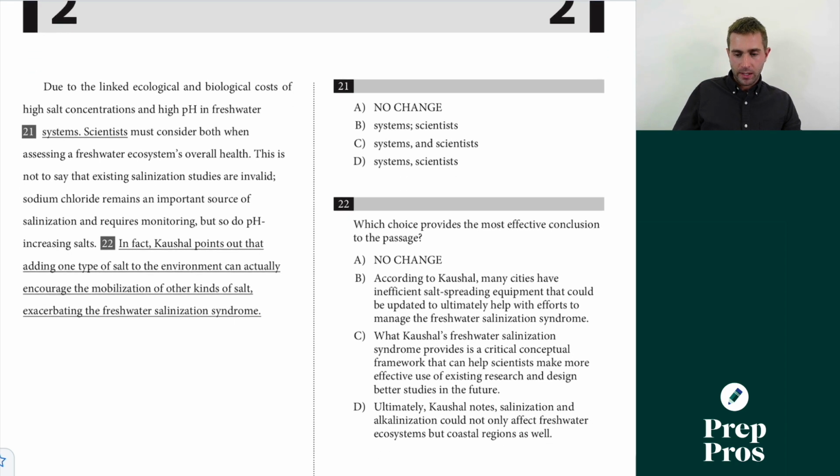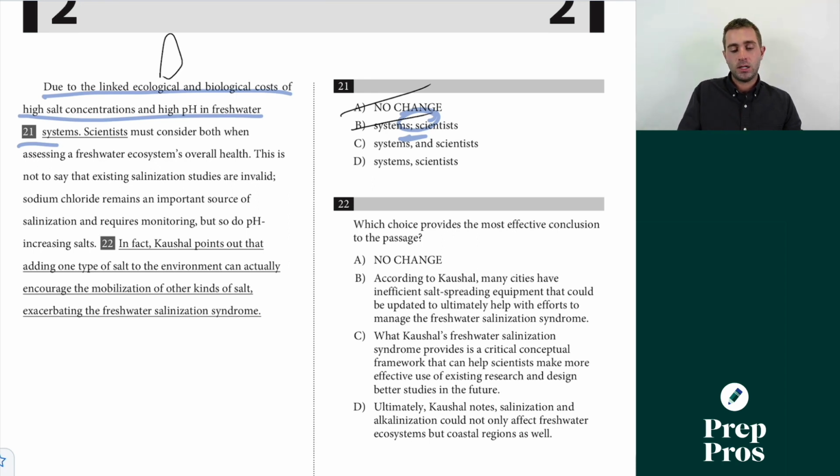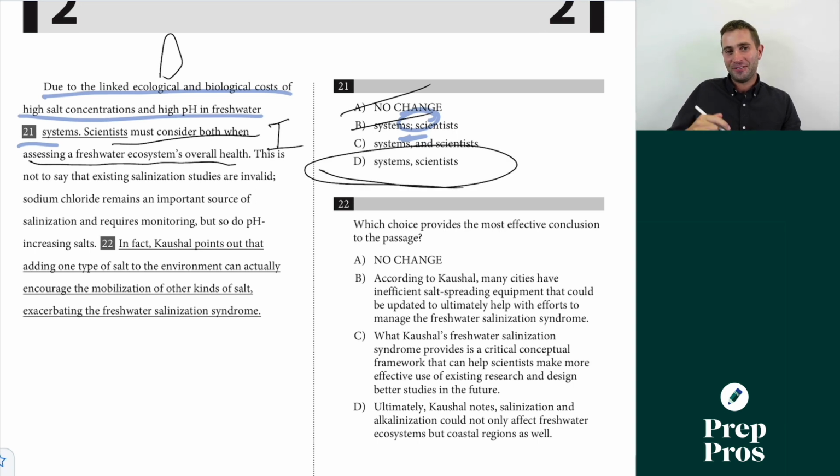Now, question 21 here. So this is testing us on sentence structure and one little test trick. If you see one answer choice with a period and one with a semicolon, and there's no difference between the two of them in terms of other punctuation, they're both automatically wrong. Now, more technically here, this is all about our clauses. Due to the linked ecological and biological costs of high salt concentrations and high pH in freshwater systems, that's a dependent clause. Scientists must consider both when assessing a freshwater ecosystem's overall health. Independent clause. If you went through that little free stuff I popped in below, you would know dependent followed by independent, we have to place a comma between the two of them.